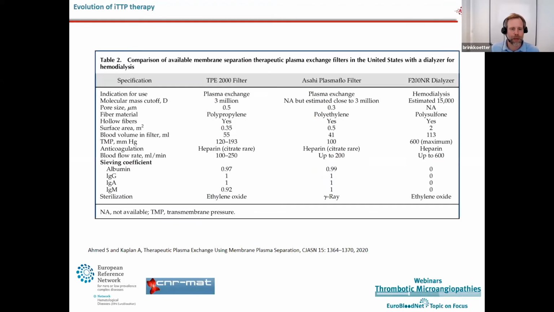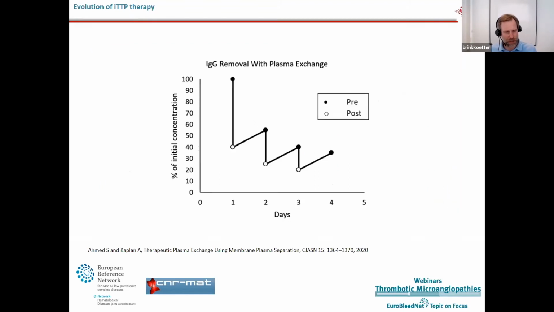And the procedure itself is very efficient in removing, for example, immunoglobulins. And this is shown down here. The authors compared two different filters, and the sieving coefficient for immunoglobulins is 1, meaning that almost all immunoglobulins are cleared. Just as a comparison, on the right are the numbers for a dialysis filter. And as you can see here, immunoglobulins are not cleared when we dialyze our patients, as you would expect. So the procedure itself is very efficient.